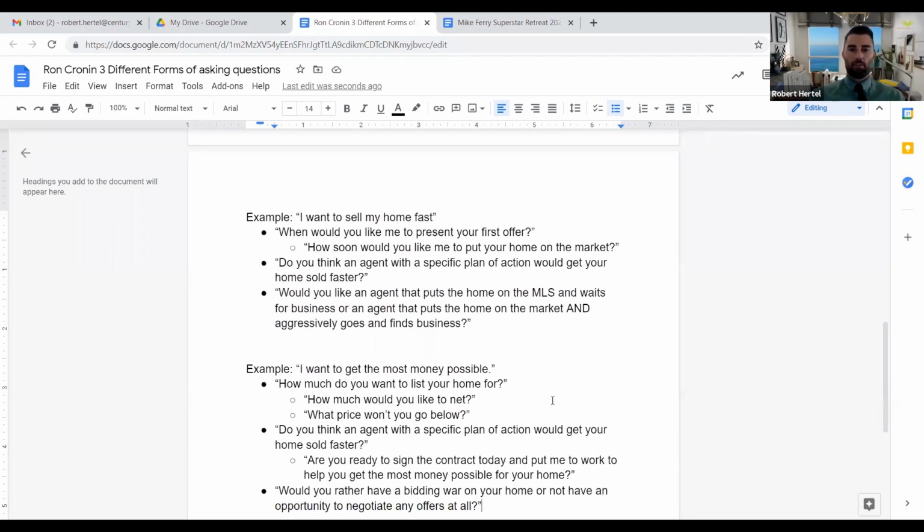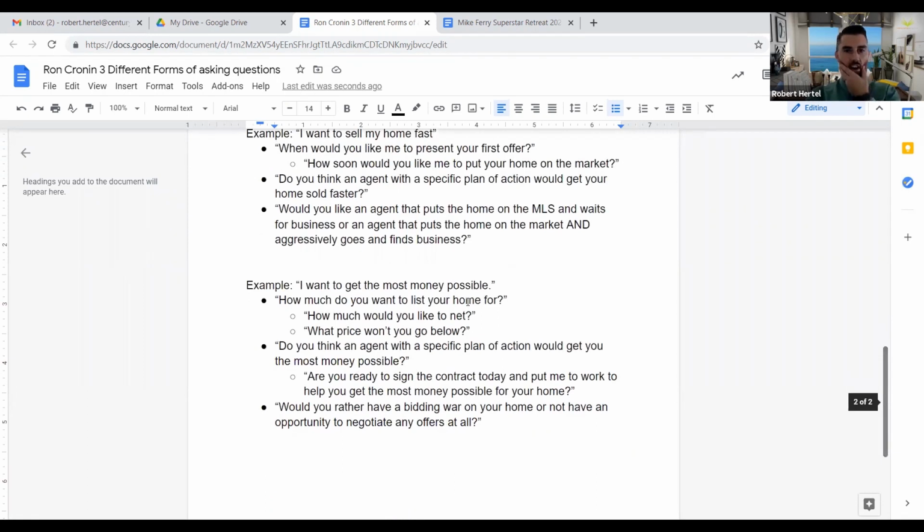Do you think an agent with a specific plan of action would get your home sold faster? Or not faster, but this is supposed to get you the most money possible. Yeah, I do. Or are you ready to sign the contract today and put me to work to help you get the most money possible for your home? Yeah. A or B, would you rather have a bidding war on your home or not have an opportunity to negotiate any offers at all?